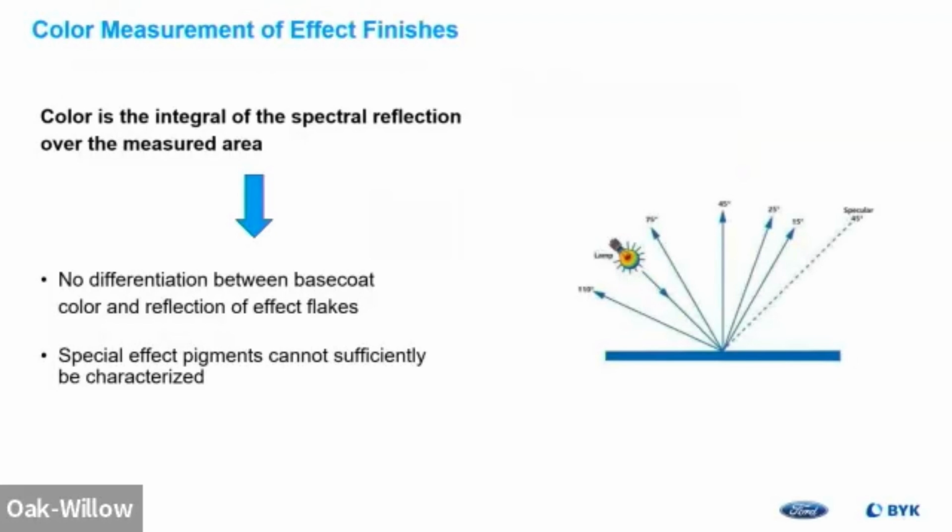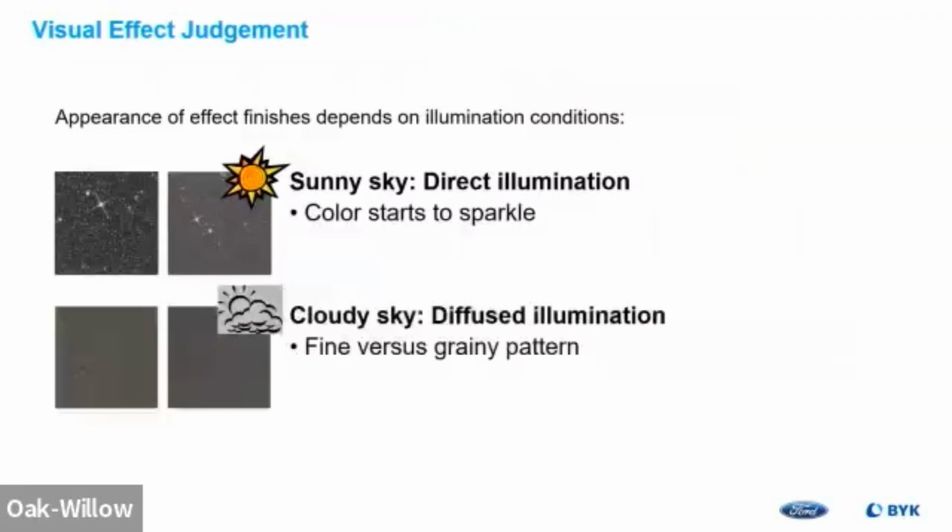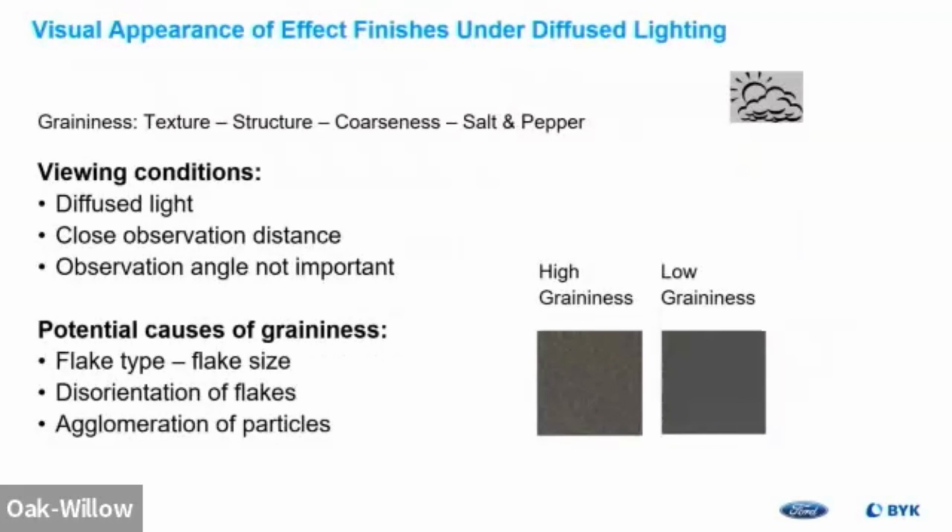So the instrument does not just measure color, it also measures sparkle and graininess. Sparkle is under direct illumination and graininess is under, like, a cloudy sky. So this gives us an idea of what flake type, how much flake is in there, how it's laying down, if it's correct, many things like that.